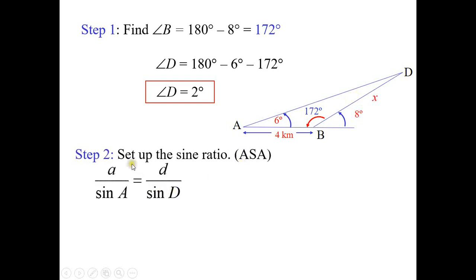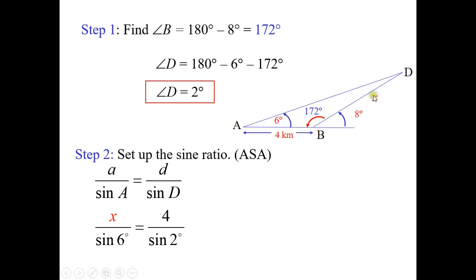So here we go. Now this person, whoever did this slideshow, wasn't me, likes to put the side on the top. You can do it either way. I like to put the sine on the top. He likes to put the letter or the length on the top, and I like to put it the other way around. Either way works. So x over sine 6 is equal to 4 over sine 2. Or you can put sine 6 over x is equal to sine 2 over 4.